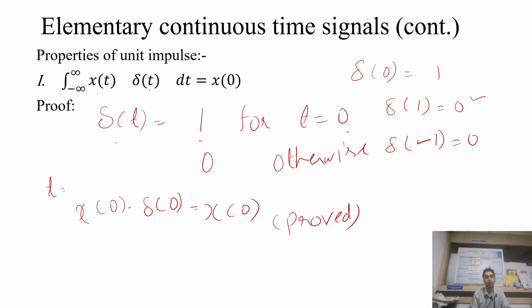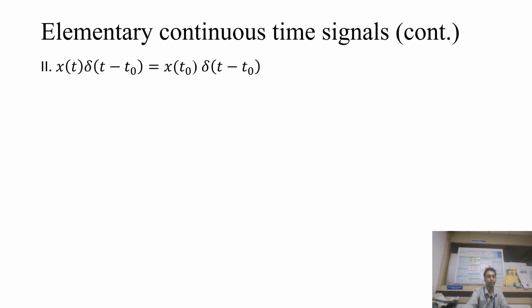Hence, it is proved. So I hope you got it. The delta of t, when t is equal to 0 only I will get 1. So delta of 1 is, other than the value of 0, it will be 0. So in the bracket, what is there, that is 0 means delta function will be 1, or impulse function. Second property is x of t, delta of t minus t0 is x of t0 into delta of t minus t0.